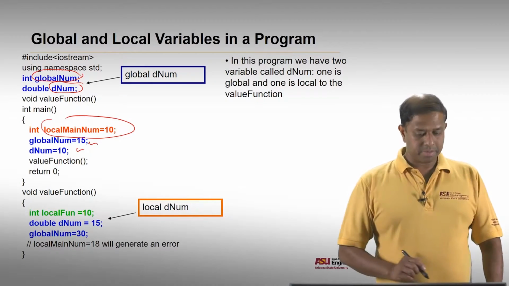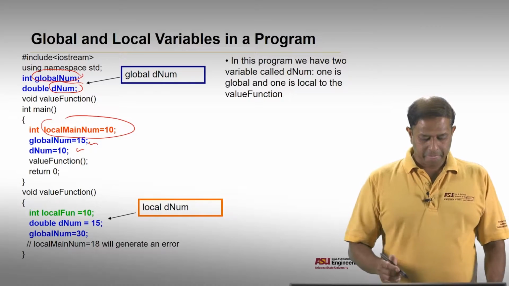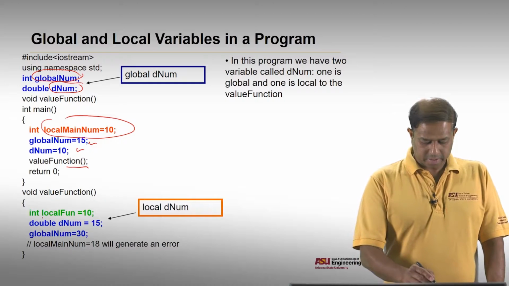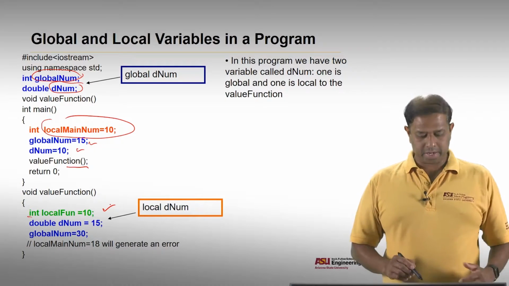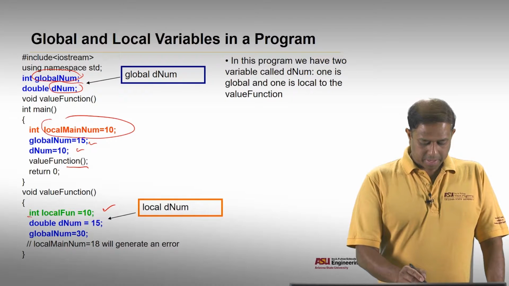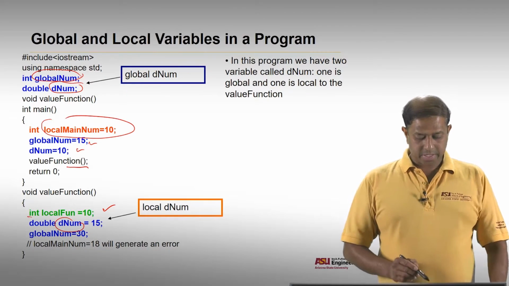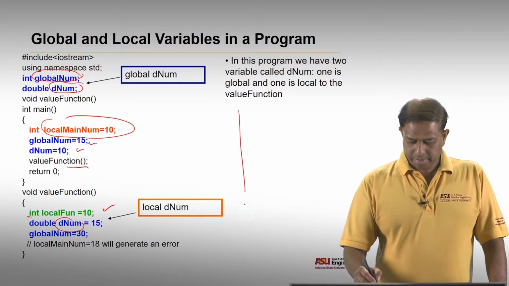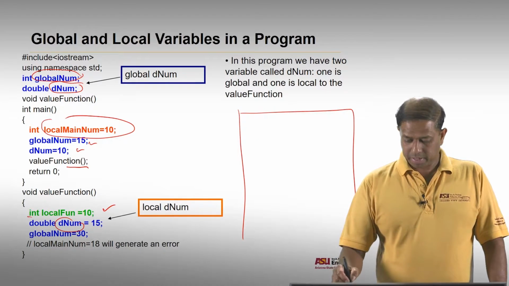So these two statements will change the global variable, right? But when you are calling the value function, inside the value function we have the local fun assigned to 10, so that's a local variable, and now I am declaring a dnum inside the value function, right? So now here's what the memory structure looks like for that particular execution.